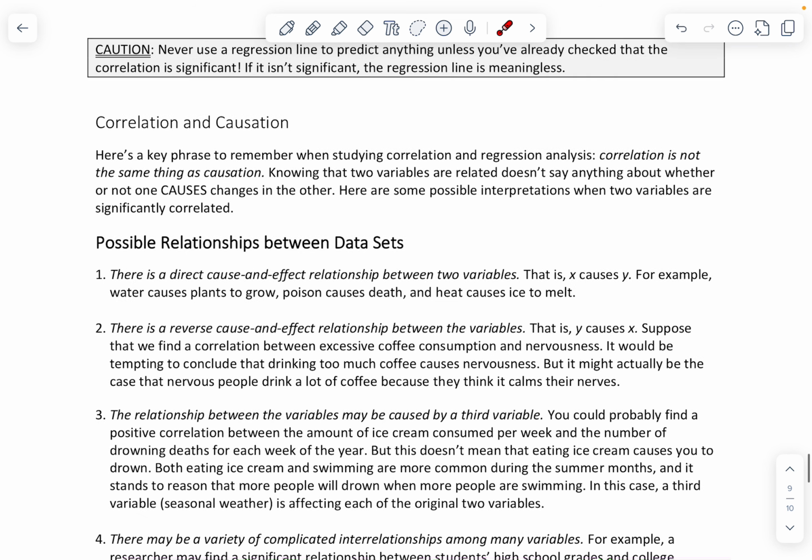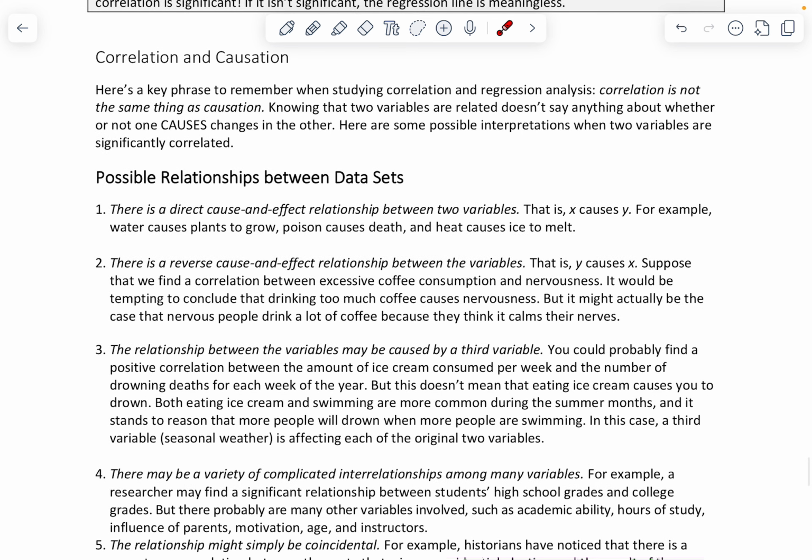Okay, let's wrap up by just talking a little bit about correlation versus causation, which we alluded to a little bit earlier in this video. Here's a key phrase to remember when studying correlation and regression analysis. Correlation is not the same thing as causation. Knowing that two variables are related doesn't say anything about whether or not one causes change in the other.